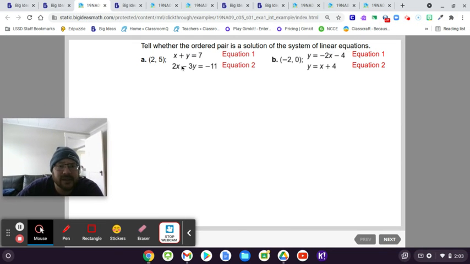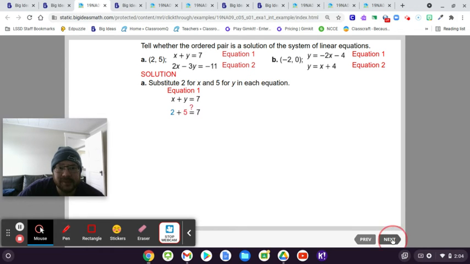So let's say you have x plus y equals 7 and 2x minus 3y equals -11. And it's asking, is the ordered pair 2, 5 the solution to this system of equations? What you're going to do is replace x with 2 and replace y with 5 for both of these. It's got to work for both equations. So does 2, 5 work for this system of equations?